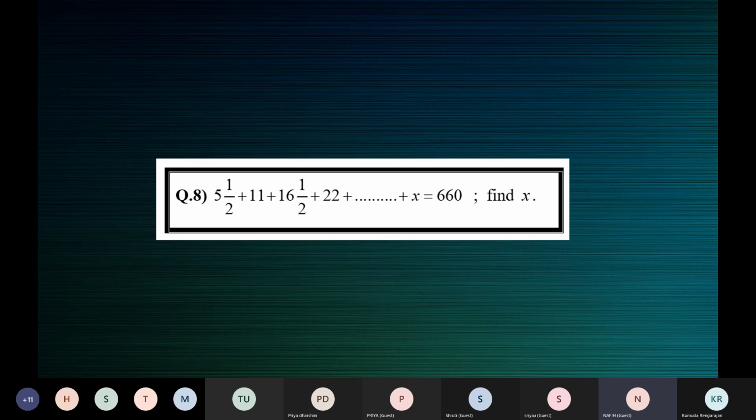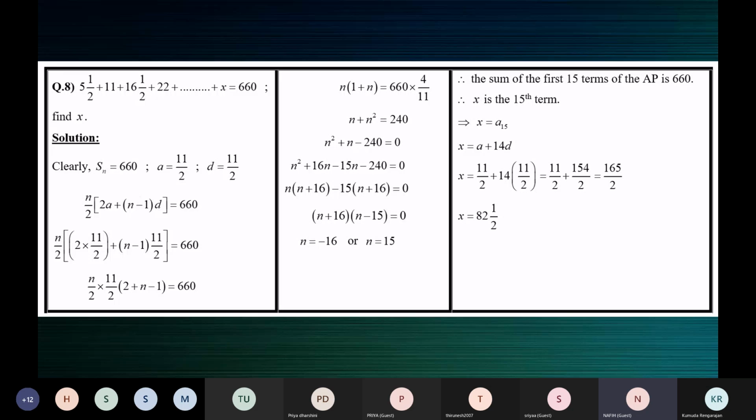11 by 2. What is the quadratic equation you've got? n square plus 11n minus 240 equals 0. Correct. So what are the two values of n? 15 and minus 16, ma'am. 15. Very good.